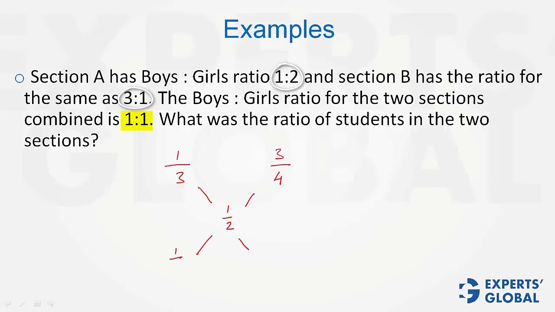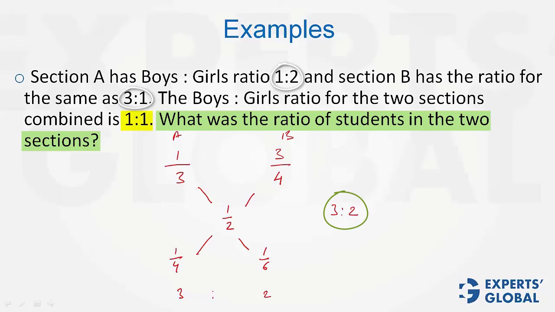Take the difference, 1/4, 1/6. To remove the fractions, multiply both the fractions by 12. We get 3:2. This ratio, 3:2, remember, is the ratio of total students in Section A and Section B. The question is, what was the ratio of students in the 2 sections? The answer is 3:2.